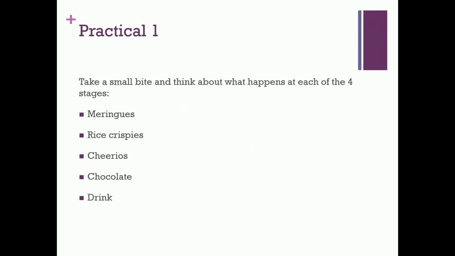So at this stage, sometimes if I'm doing this face to face, I might get you to eat and drink something. And all I would say is, could you try, maybe after this presentation, have a think about what you need to do to manage different textures. So I've got here on this list meringues, Rice Krispies, Cheerios, or chocolate. They're all slightly different textures. So have a think about what you might need to do to manage those safely, as well as maybe something to drink.